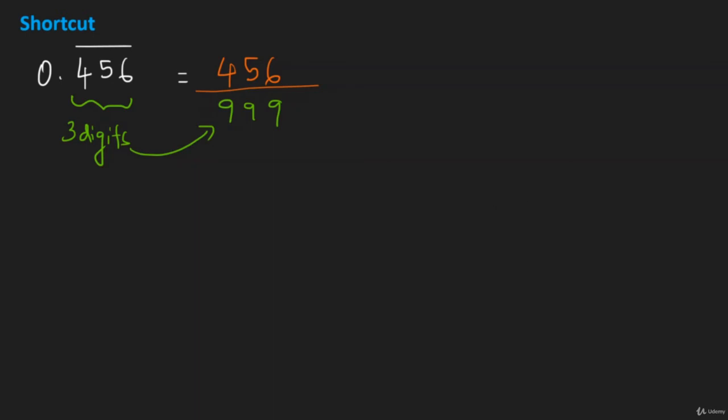Let's do one more question. Say you want to do 0.3 bar. You can see that the whole decimal section is getting repeated. So you write that as the numerator. You have 1 digit that's getting repeated. That's why you write only 1 nine in the denominator, and 3 by 9 is the answer.